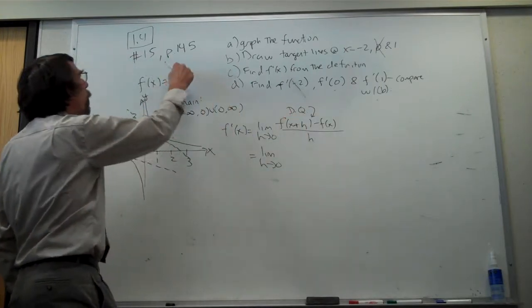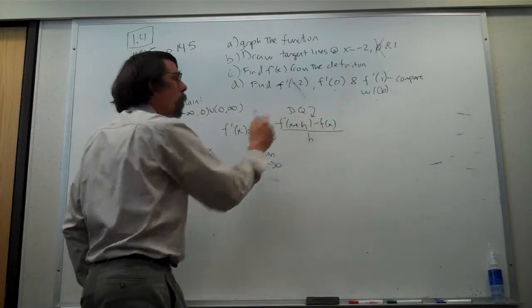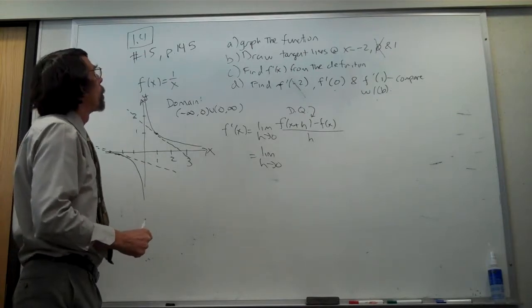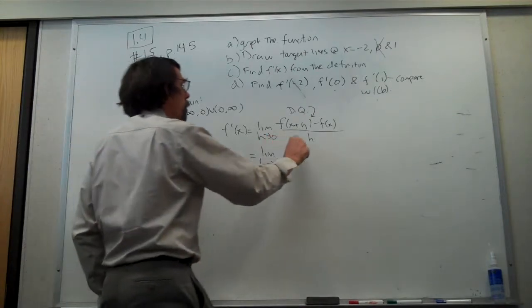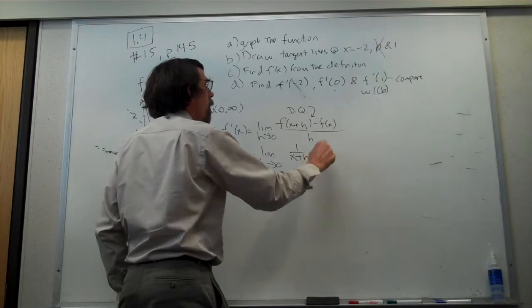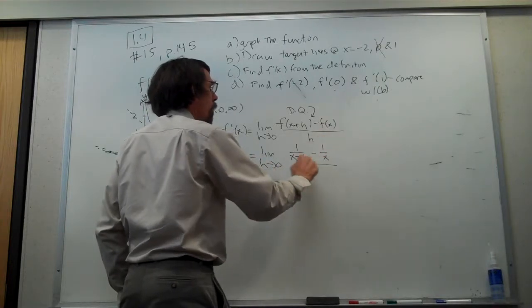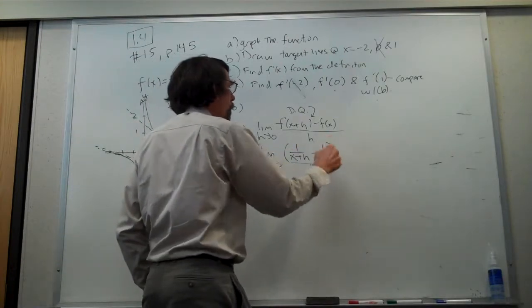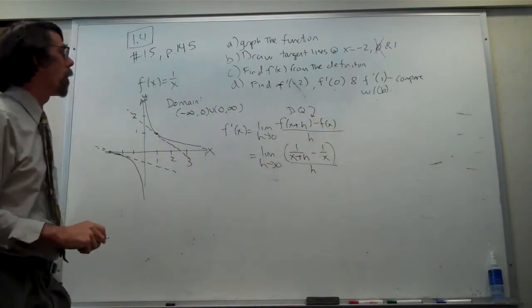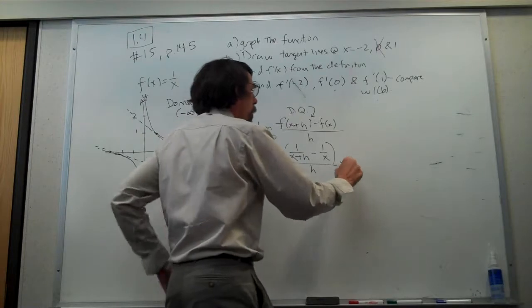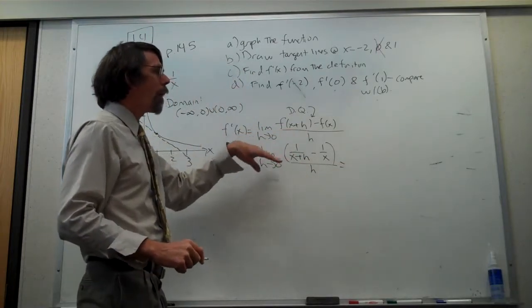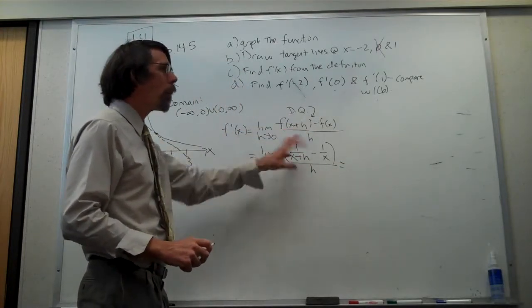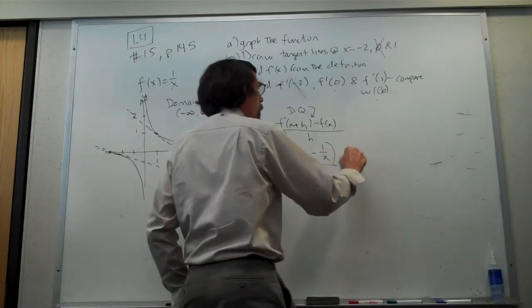Okay, if f of x is 1 over x, what's f of x plus h? 1 over x plus h. That's right. And f of x is 1 over x, and we've got to divide by h. And this messes people up because it's a fraction inside of a bigger fraction. So pretty much until you cancel out an h on top and an h on bottom, you got to keep doing a bunch of algebra.